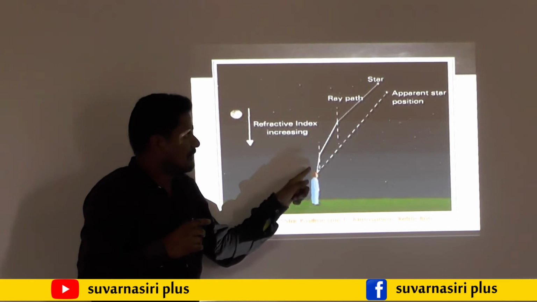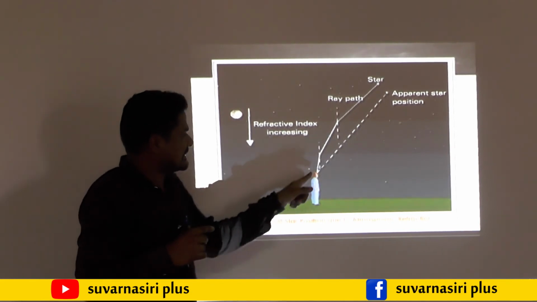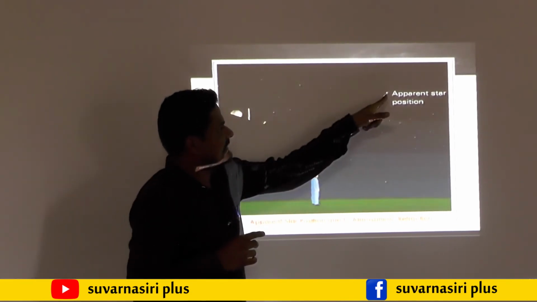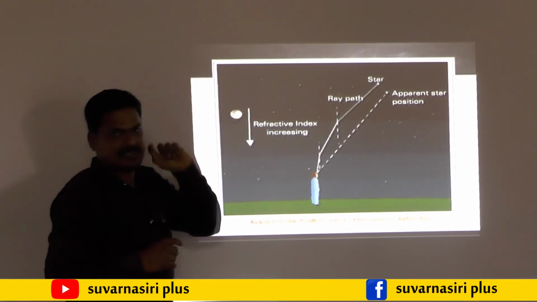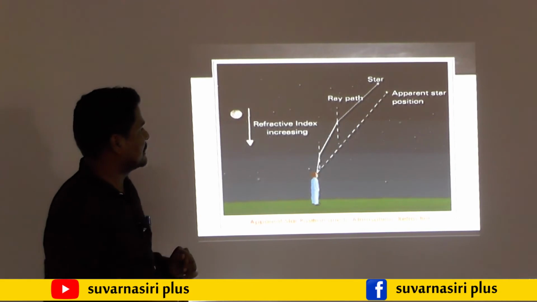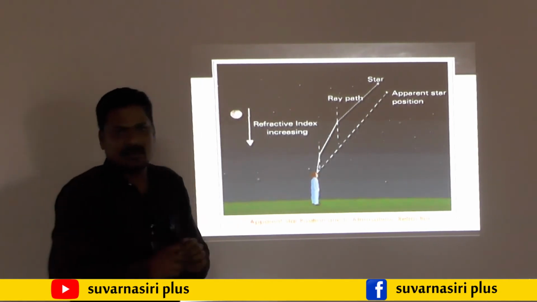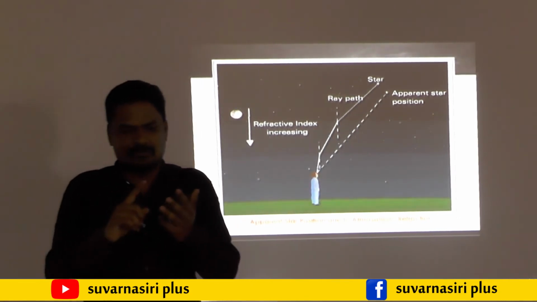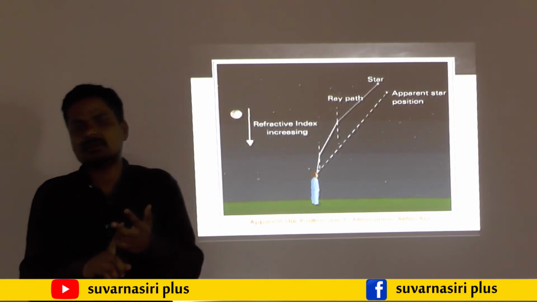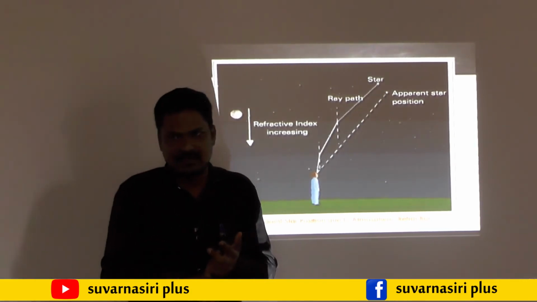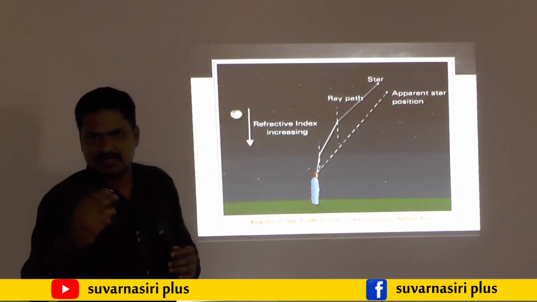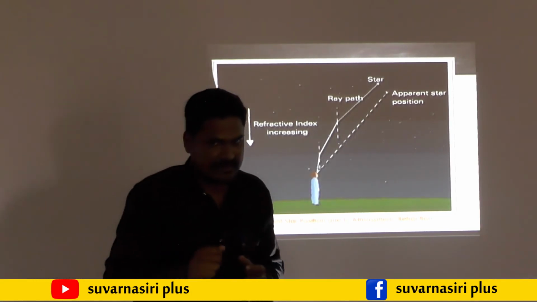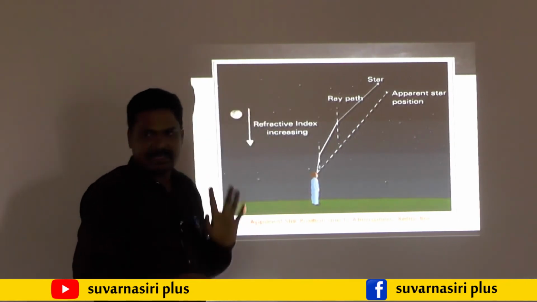Because of this bending, we see the star, but the actual position of the star is different from its apparent position. That is the apparent position and the actual position of a star, because of atmospheric refraction. And another one: stars twinkle because of atmospheric refraction.